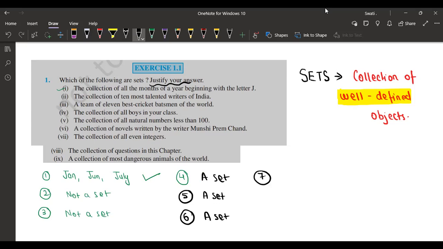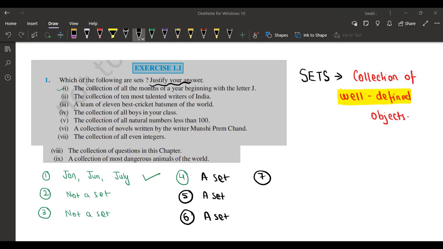Next is question number 7, the collection of all even integers. Here you can just think about what the answer for this question might be. The collection of all even integers. If I first ask you what is the meaning of integers? Integers are simply all the negative numbers and all the positive numbers along with zero on the number line. They are called integers, right?